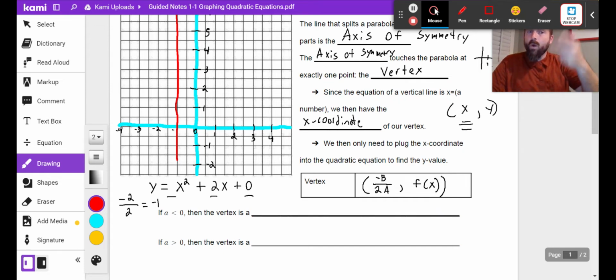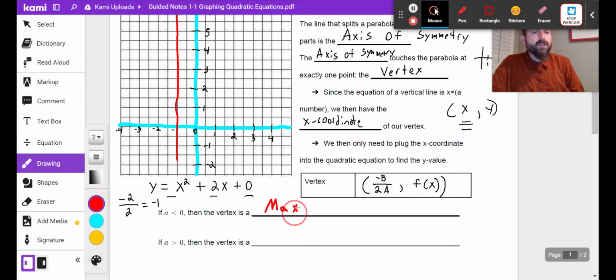In y equals ax squared plus bx plus c, if a is less than 0, meaning if it's negative, then the vertex is going to be a maximum.